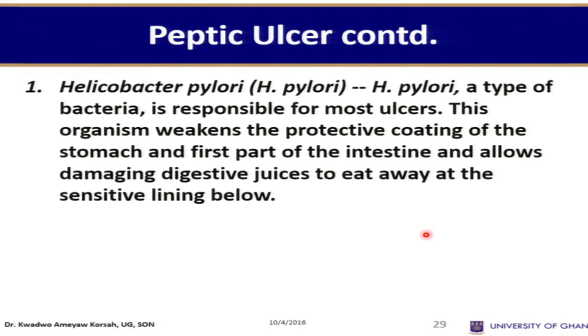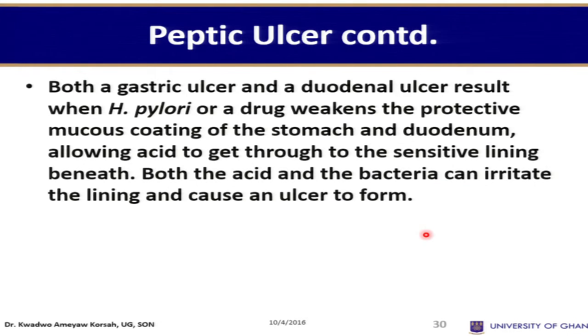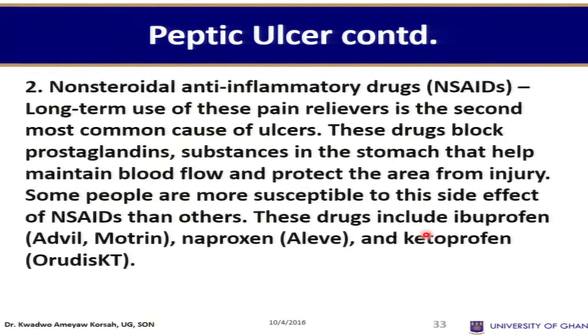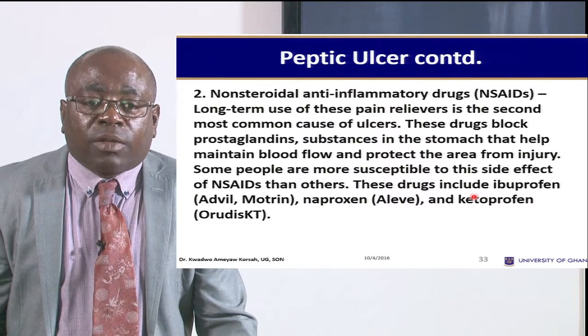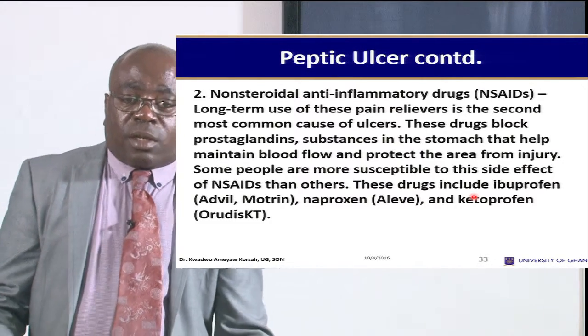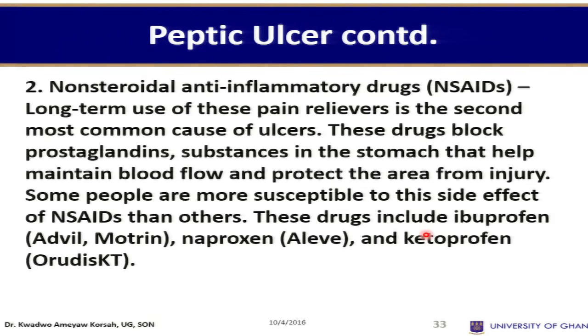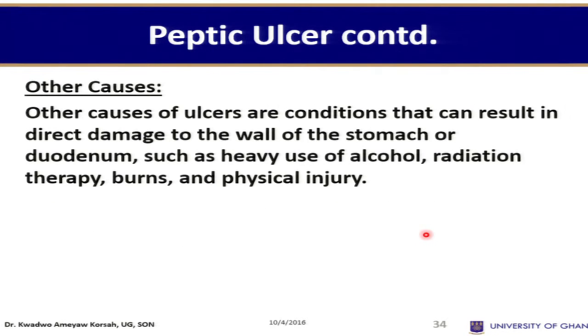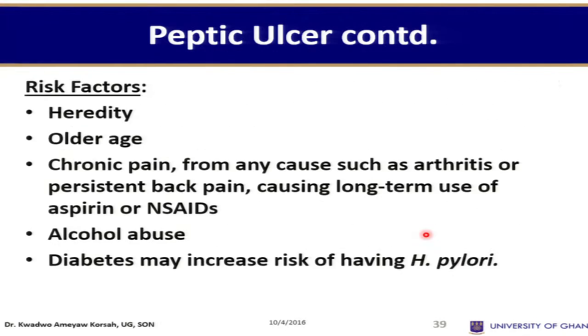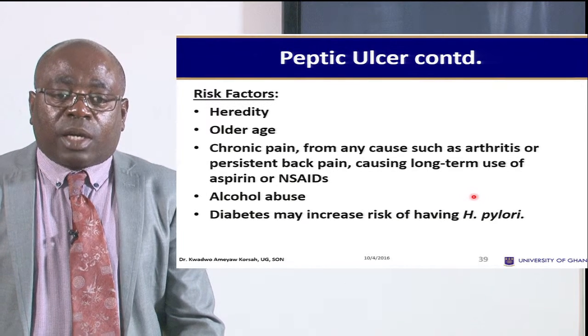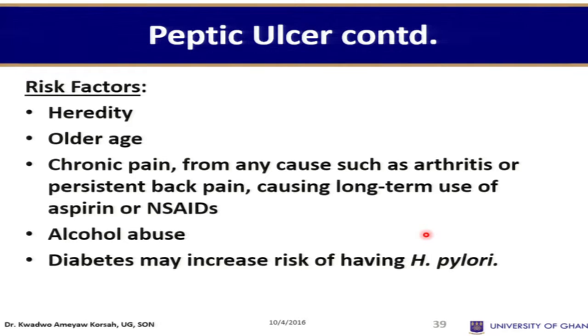We have Helicobacter pylori, which is one of the microorganisms responsible for most ulcers. And then we have the non-steroidal anti-inflammatory drugs, NSAIDs, which I've already mentioned. So long use of these drugs is the second common cause of the ulcers. Other causes are also there. Risk factors: hereditary, older age, and then chronic pain. And then as a result, the use of NSAIDs is likely to cause it, and alcohol consumption.